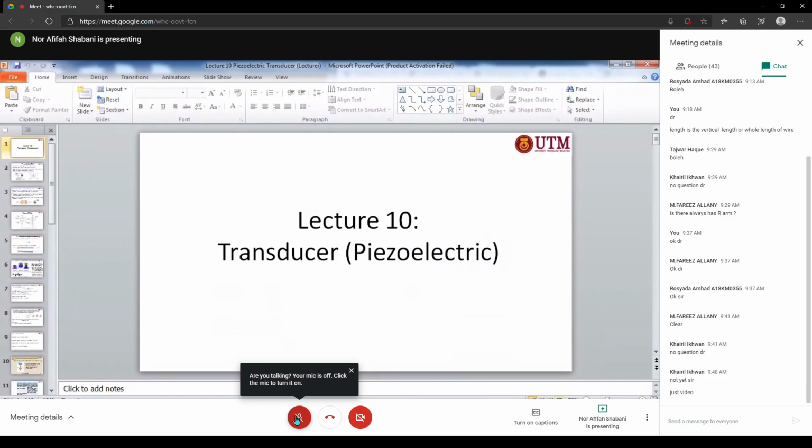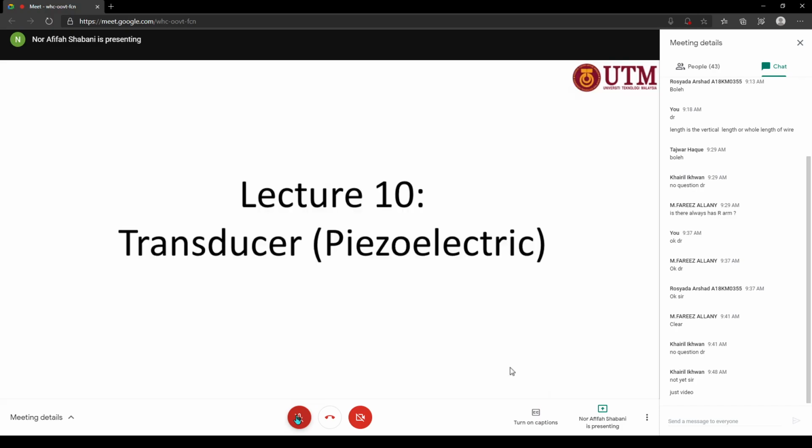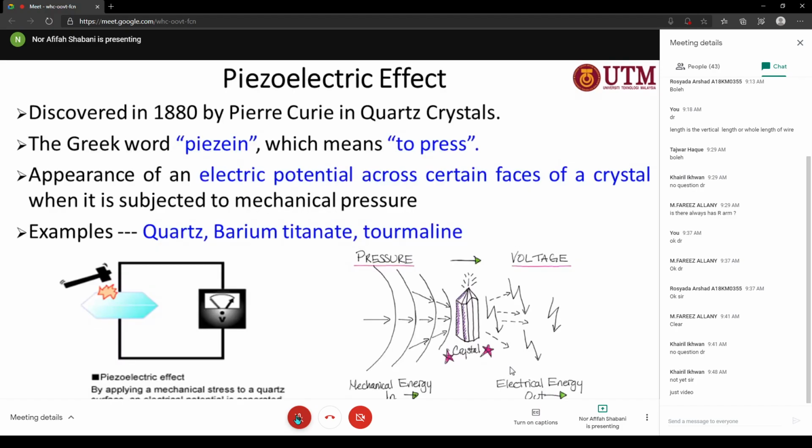Okay. Alright. Piezo transducer, for the test it is only about the theory. So you can go through. First of all, let's look at the piezoelectric effect. So what is the piezoelectric effect? It is based on the quartz crystal. It's based on the word piezein, which means to press.